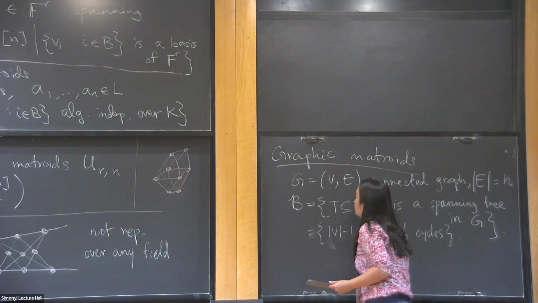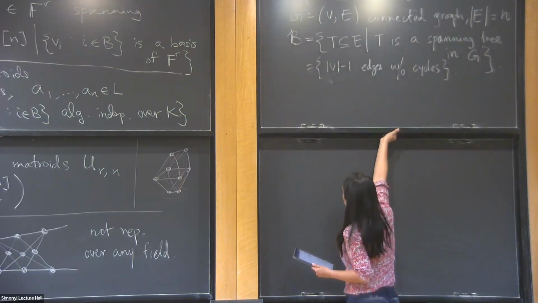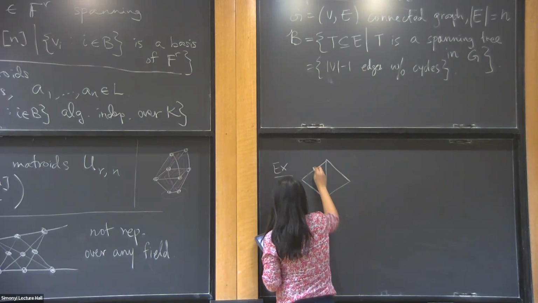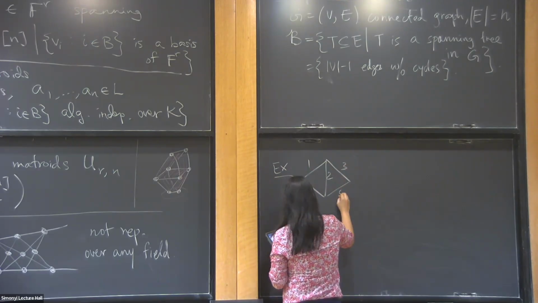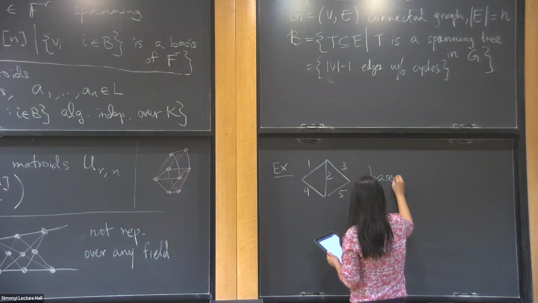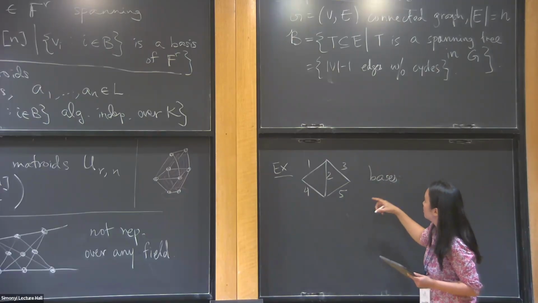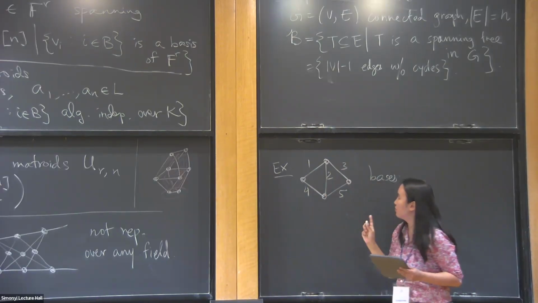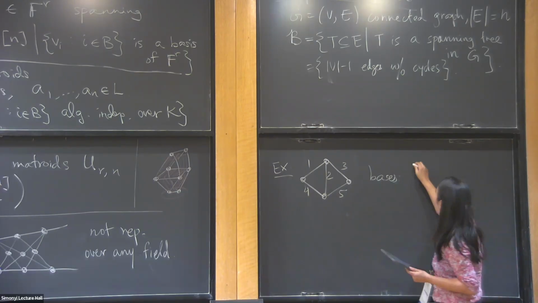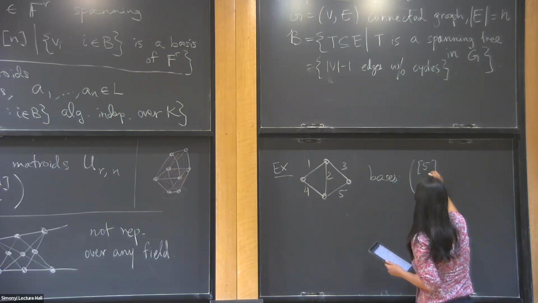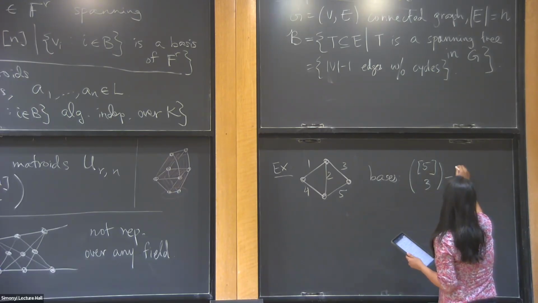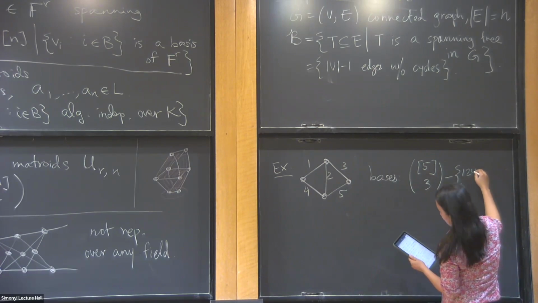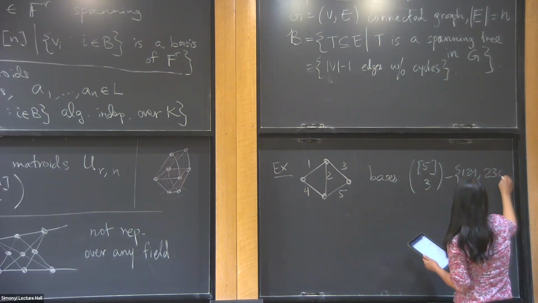Right. So let's run an example right here. So let me do a graph with 5 edges. And then what are the bases? The bases are in this case, there are 4 vertices, so all the collections of 3 edges that do not form a cycle, right? So I'm going to take all the elements and you throw away the cycles 1, 2, 4 and 2, 3, 5.